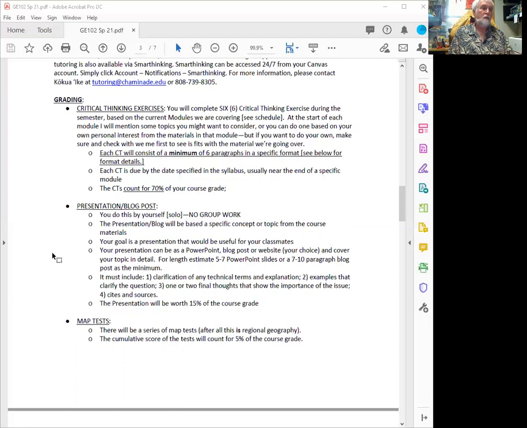And what you want to do in this case is build a presentation, a PowerPoint slide deck if you want to, and or a blog, like a blog post you put on a website, that would actually go into even more detail, explaining a particular issue and then what you found out about it and your analysis of it. So think of it as like a giant version of a critical thinking exercise.